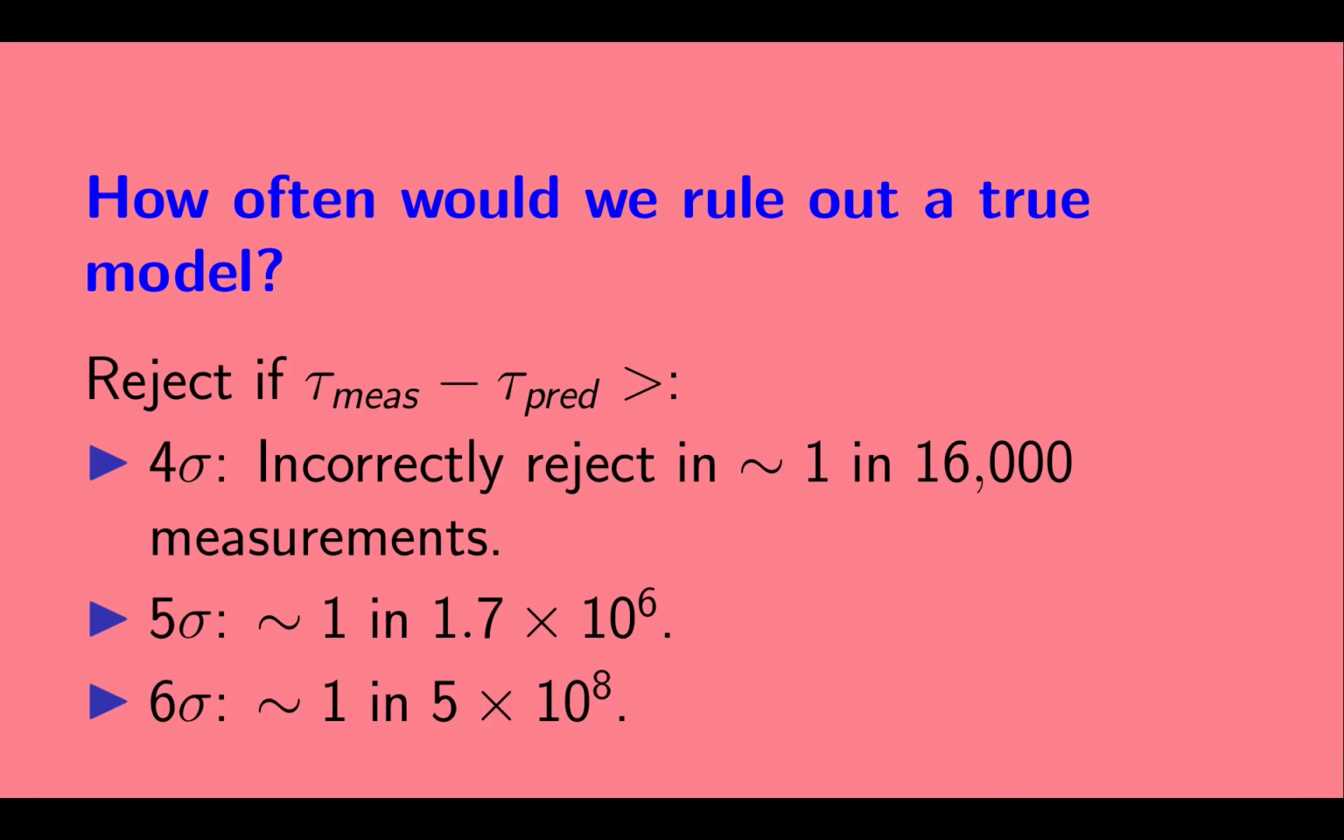If we rejected the model whenever tau measured fell more than 5 sigma away from tau predicted, we would reject a true model in about 1 out of every 1.7 million measurements. And if we rejected the model whenever tau measured fell more than 6 sigma away from tau predicted, we would reject a true model in about 1 out of every 500 million measurements.